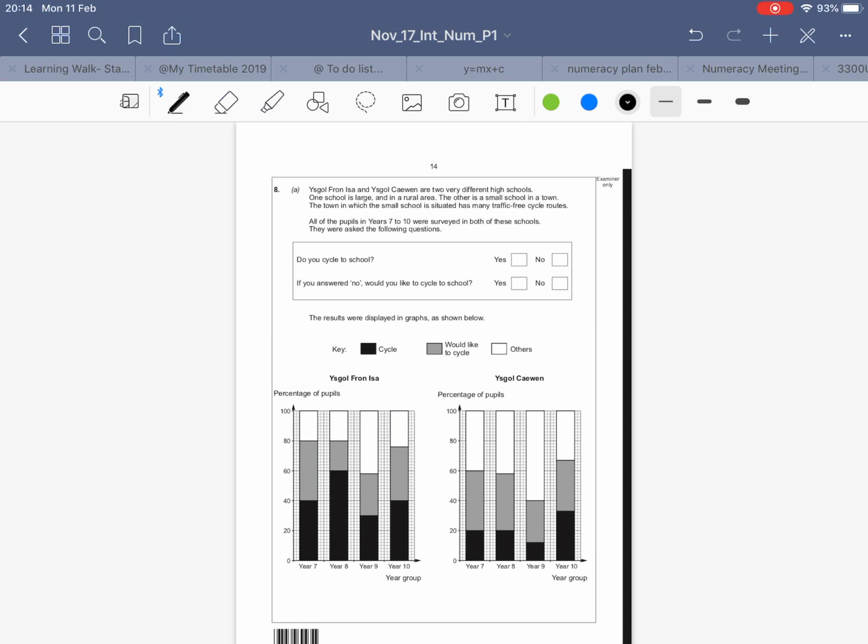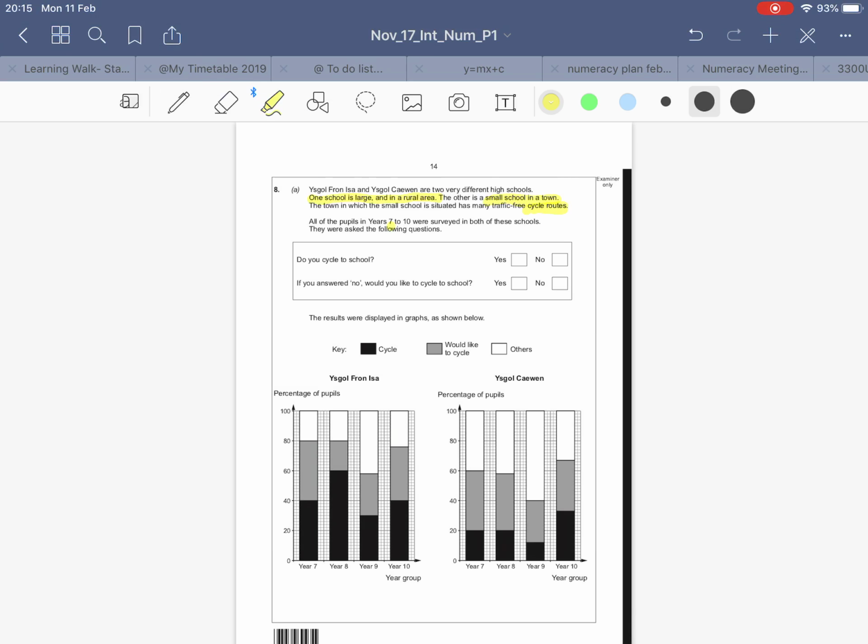So looking at question 8's diagram. Ysgol Fron Isa and Ysgol Caiwen are 2 very different high schools. One is large and in a rural area. So one is out of town and a big school, and the other one is a small school in a town. The town in which the small school is situated has many traffic-free cycle routes, so cycling will be really popular in the town.